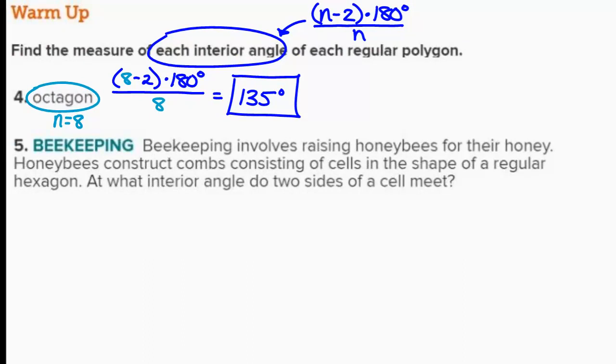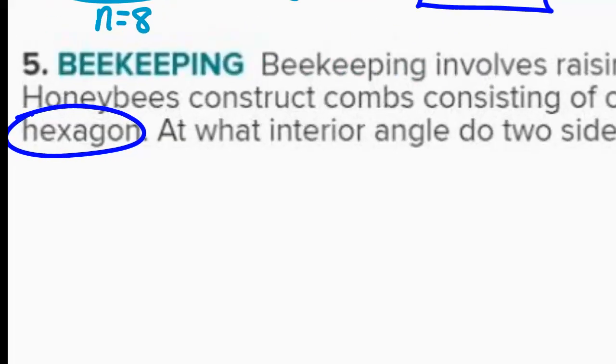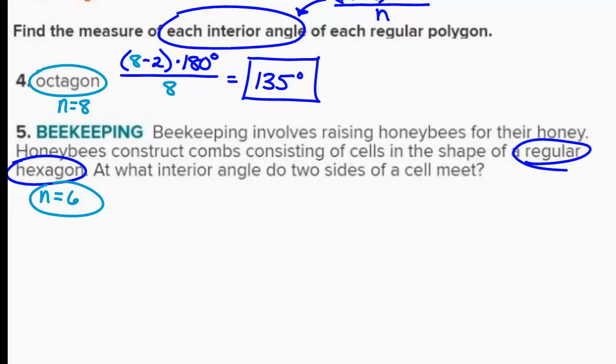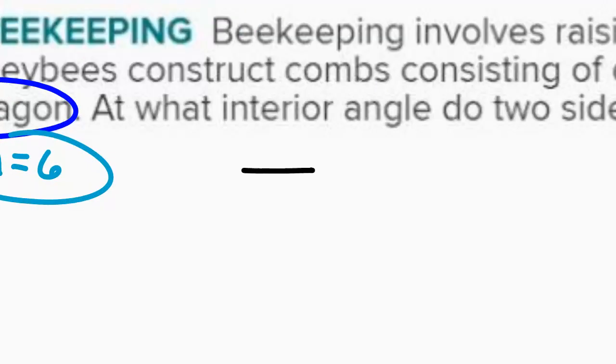It says beekeeping involves raising honeybees for their honey. Bees construct combs consisting of cells in the shape of a regular hexagon. How many sides does a hexagon have? 6. So sketching this out real quick, it says at what interior angle do 2 sides of a cell meet?